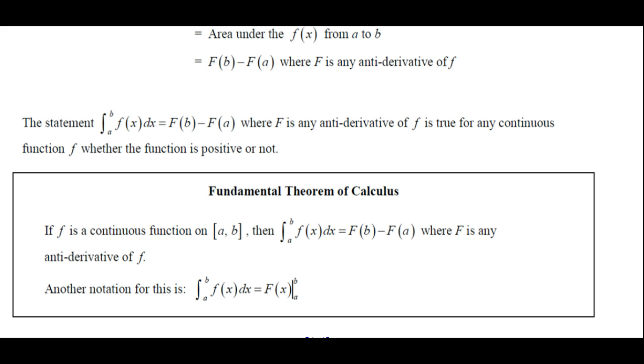And sometimes it's split up into two parts. So in future studies, you might see the fundamental theorem of calculus part 1 and the fundamental theorem of calculus part 2. But if f is a continuous function on a closed interval a, b, then the integral from a to b of f of x dx is equal to F of b minus F of a, where F is any antiderivative of f. Another notation for this, really the difference here is this thing here. So we just say F of x, again, where F is any antiderivative, and this really simply translates to that.